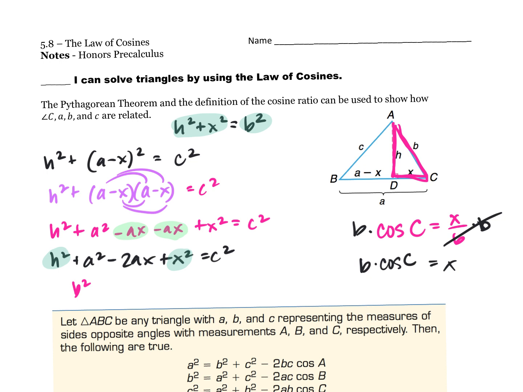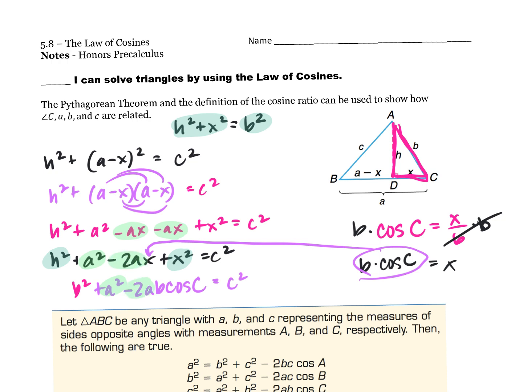Yeah. Sure. I wouldn't have done that, but I'm okay with it. So I've got an a squared that I just brought from right there. Minus 2a, instead of my x, I'm going to say b cosine of C. And that equals my c squared. Let me just highlight where things came from. This a squared is this a squared. Minus 2ax, this is my x. And then my b squared came from up here.